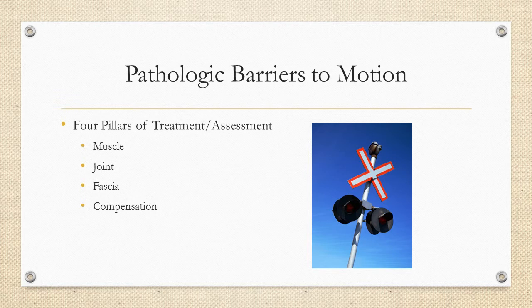Compensation is really what I tend to see as a result of the other 3 pillars. If you've got limitations to muscle, limitations to joint or fascia, you tend to start to see a compensatory pattern in movement that is abnormal.